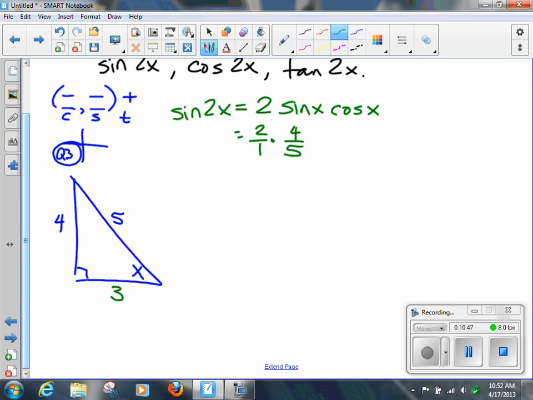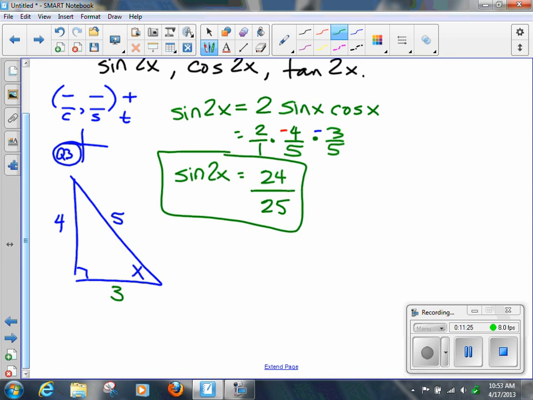All right, so 2 times the sine of this is 4 over 5. But when I look up here, sine is negative, so I'm going to put my negative symbol in there. Cosine of x, looking, 3 over 5, right? When I look over here, I notice that my cosine is negative, so I'm going to make it negative. Now, folks, look. What is a negative times a negative? It's a positive. So I've got 2 times negative 4, which is negative 8. Negative 8 times negative 3, which is positive 24. 1 times 5 is 25. How many of you got the sine of the double angle is 24 over 25? Hands up.